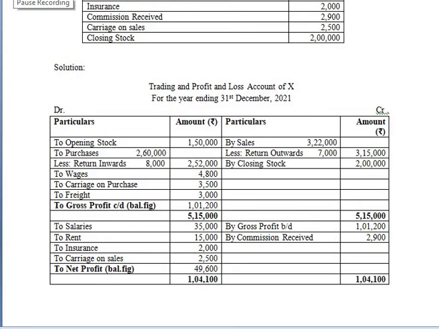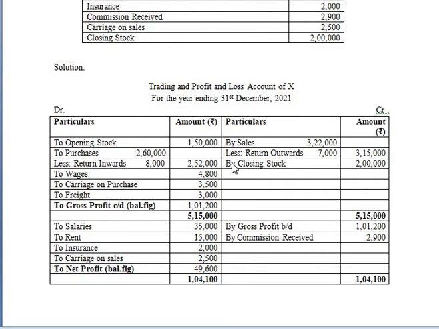So the trading and profit and loss account of X for the year ending 31st December 2001. So the first part, it will be your trading account, and the second part will be your profit and loss account. So the trading account starts with the opening stock for rupees 1,50,000, which will get the amount from the problem itself. Then the purchases, less the returns inward, so we'll get the net purchase for rupees 2,52,000. Then you have wages 4,800. Then carriage on purchases 3,500, and freight for rupees 3,000.